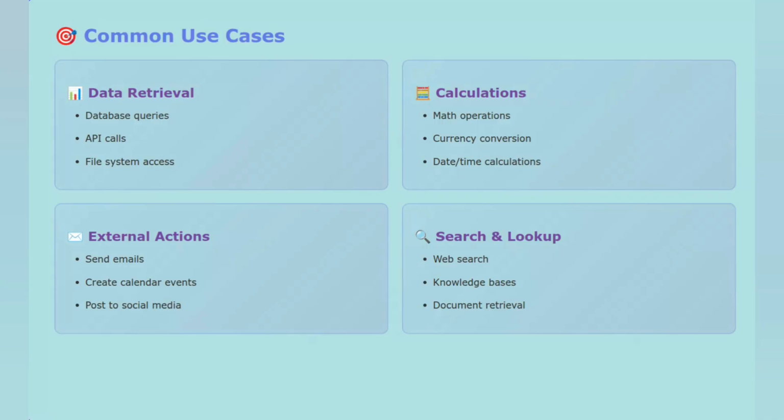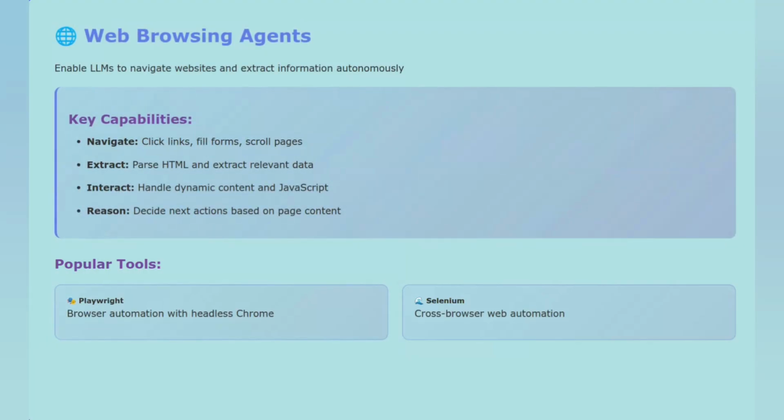This is where agents become really powerful. They can take actions on your behalf. Search and lookup, web search, knowledge-based queries, document retrieval. This pairs perfectly with our next topic, vector databases. The pattern is always the same. Identify a task the LLM can't do itself, create a function for it, and let the LLM decide when to use it. Now, let's level up to web browsing agents.